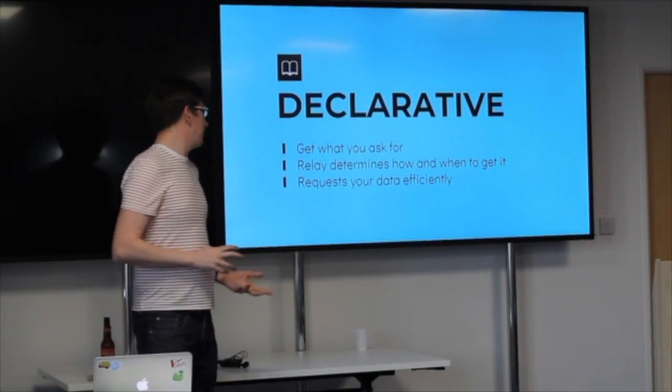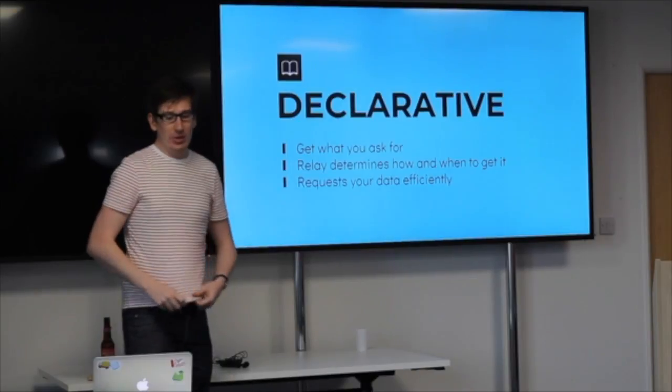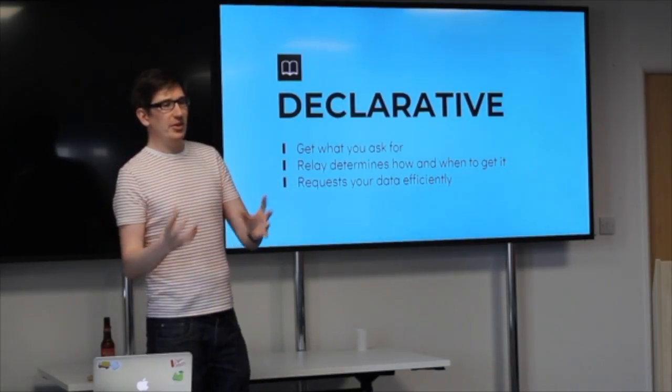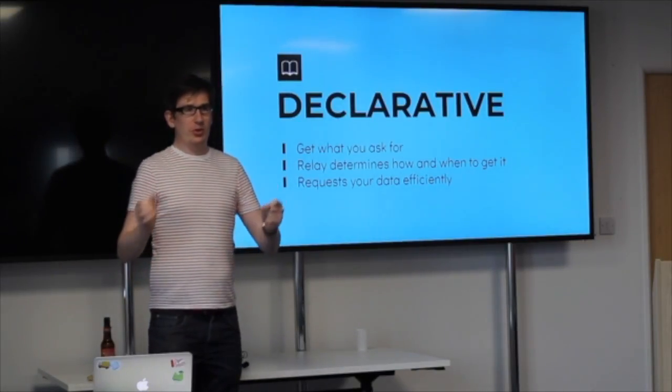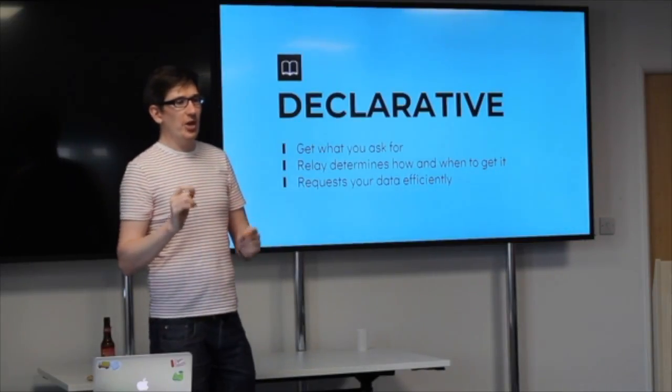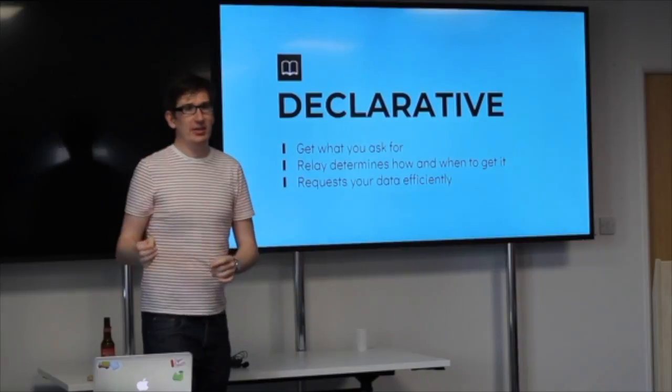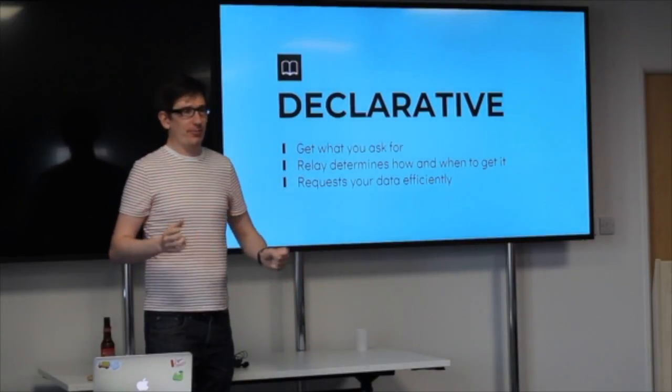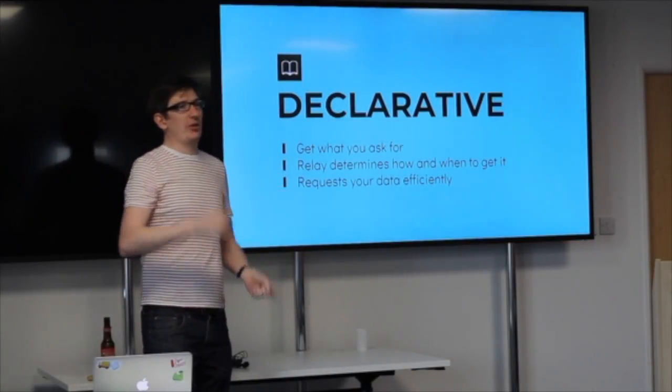So the declarative side, we've talked about this a little bit before, and Sean talked about it a little bit, so you get what you asked for. In Relay terms, you say what data you need, where it needs to be. Relay will determine how and when to fetch that data in the most efficient way it can. So you say, I want all this data in these views, and Relay goes and fetches it for you.